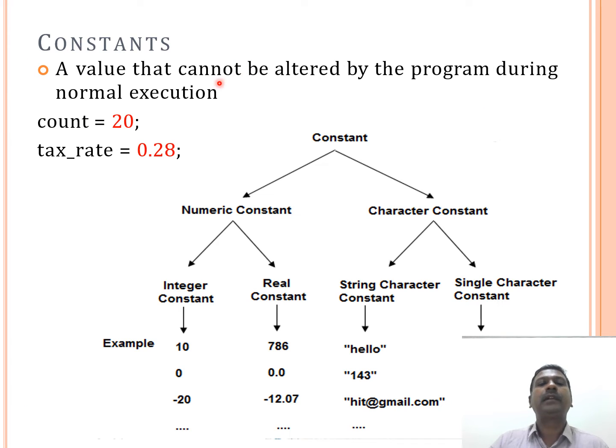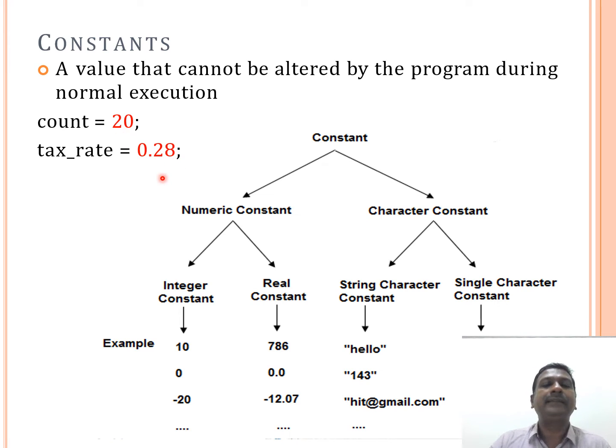Then comes constant. What is a constant? Anything which is going to remain the same throughout my program, I call it a constant. For example, I have a piece of code like this. This 20 is always going to be 20 in my program. Similarly, this 0.28 is always going to be 0.28 in my program. So these things are called constants.